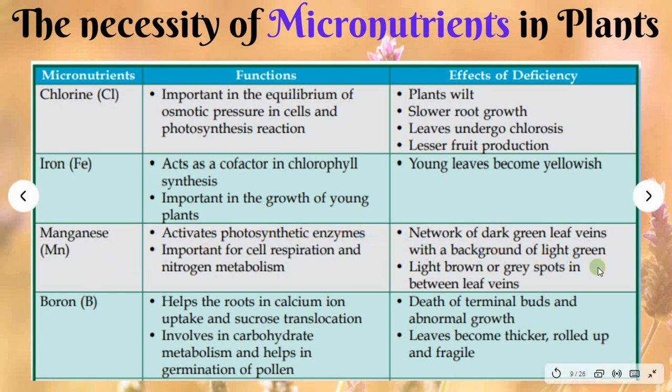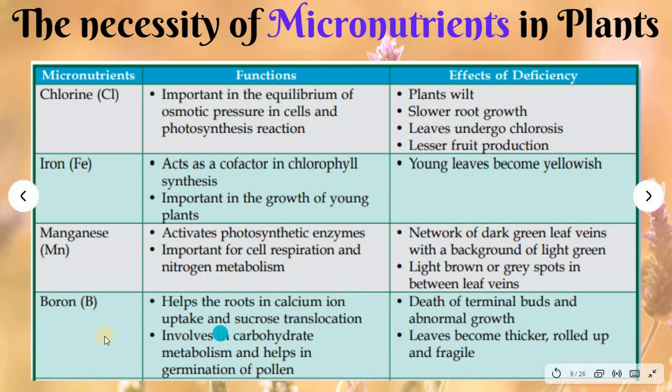The effect of deficiency: a network of dark green leaf veins with a background of light green. Try to understand it, right? Light brown or gray spots in between the leaf. So that is the effect of deficiency of the manganese. But this effect of deficiency does not always occur.